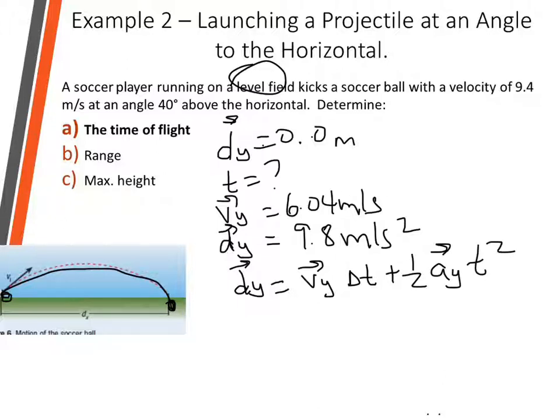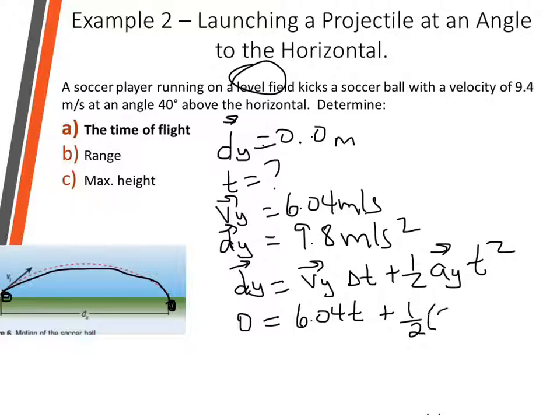So what we need to realize again is that this is a parabola. So this is quadratic motion. And if our dy is 0, we're going to put our information in. Okay. So I'm going to put my Vy in, 6.04. I'm not going to include units just so that it's a little bit easier.